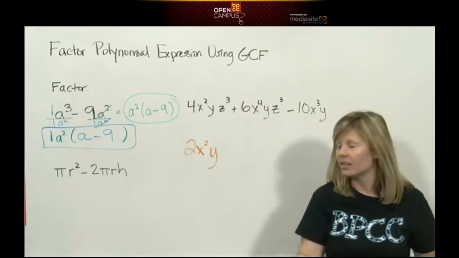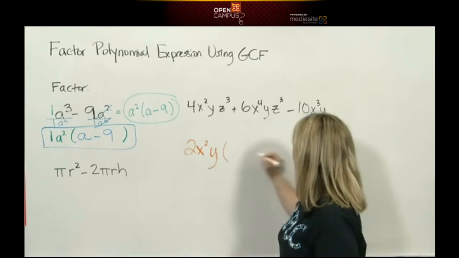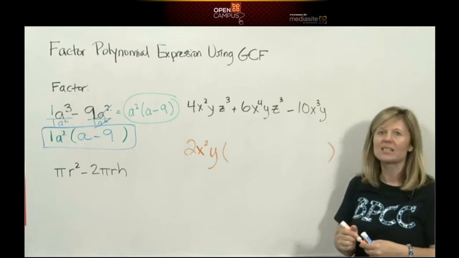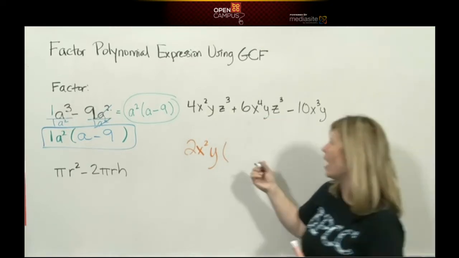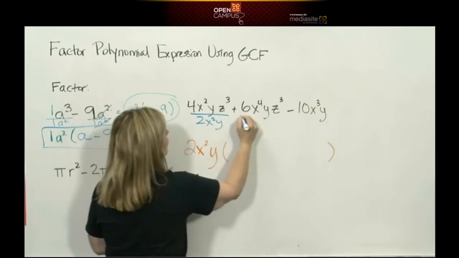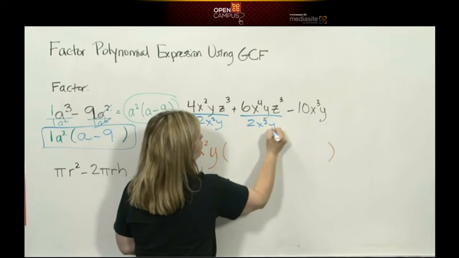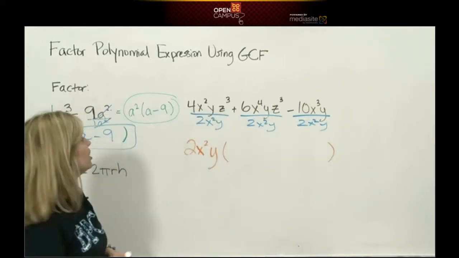But you're not done. This is still not written as multiplication. We're going to need a parentheses to tell me what's left when I divide each of these terms by 2x squared y. So I physically write it under here. I'm going to divide by 2x squared y. Now I'm going to do the division.